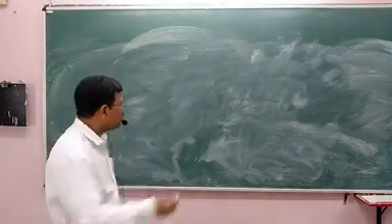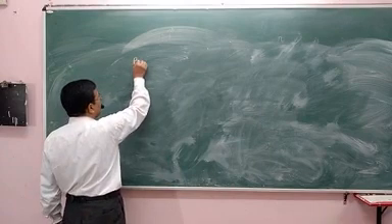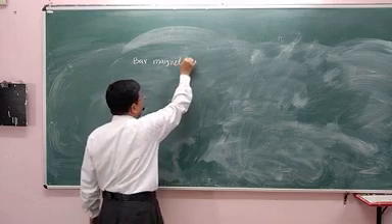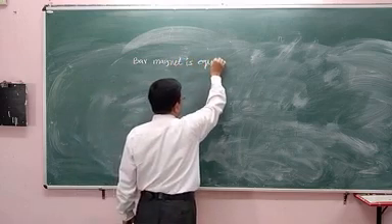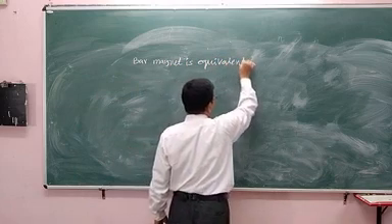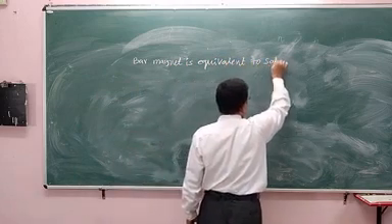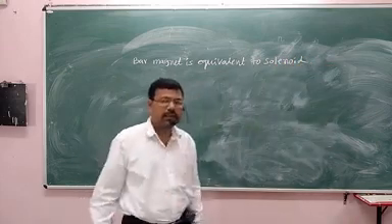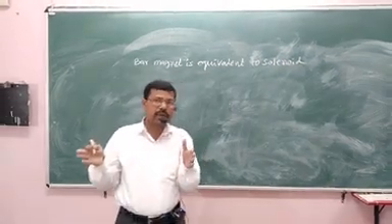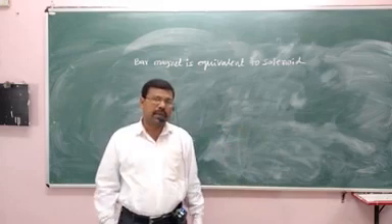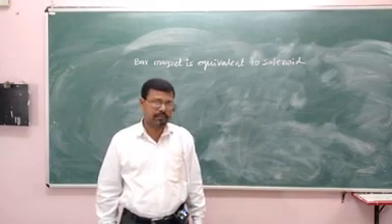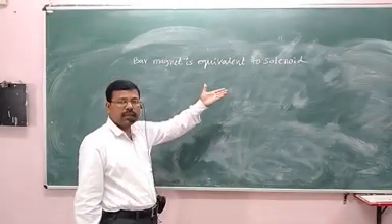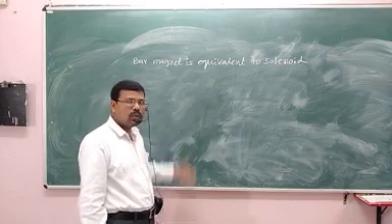Why? Bar magnet is equivalent to solenoid. It means that the current carrying solenoid is behaving like a bar magnet. So let me prove that how the current carrying solenoid is equal to bar magnet.